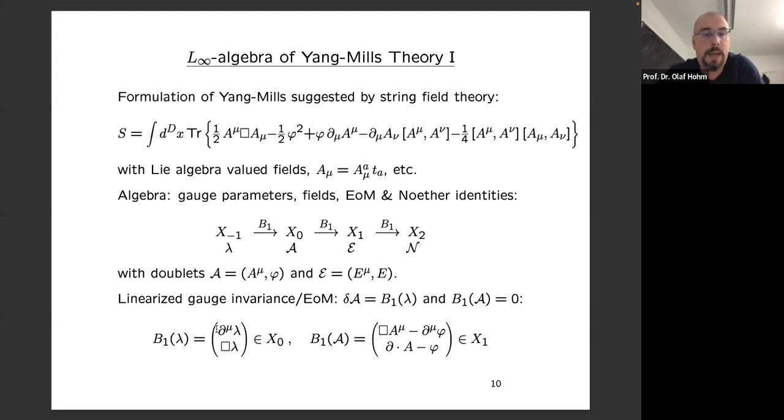So this is the gauge transformation of A mu. A mu just goes to d mu lambda. The gauge transformation of phi, in fact, is just box lambda. You can check this by going on shell. And the linearized part of the equations of motion is here: the equation of motion for A mu is box A mu minus d mu phi. The equation of motion for phi is d dot A minus phi. So if you set it equal to 0, it tells you phi is equal to d dot A, which is the divergence of A.